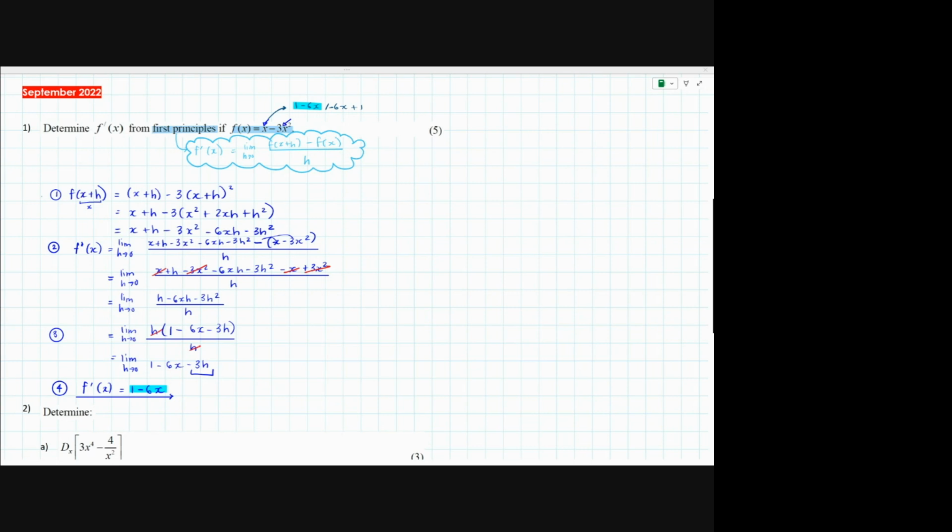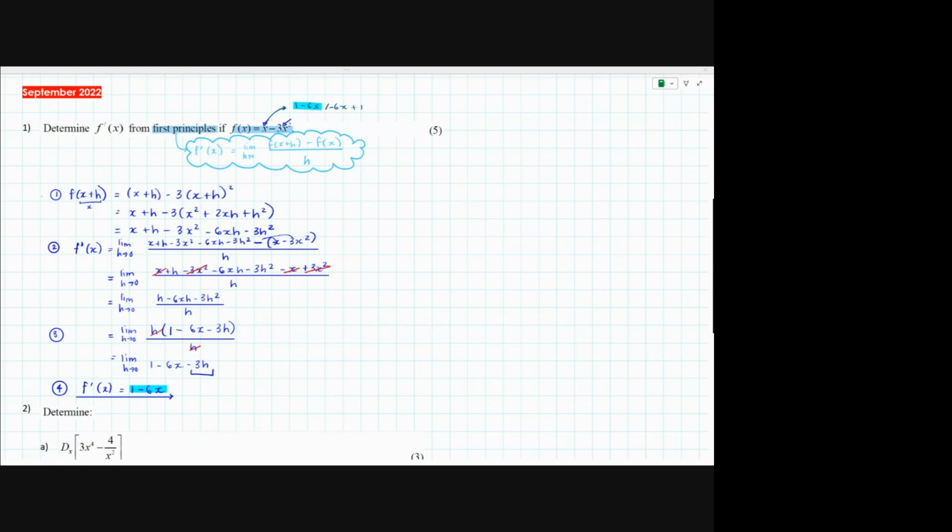Great, thank you. Okay, so first principles, nothing stressful. However, you are going to be asked a question. Don't lose 5 marks because you've forgotten how to do your first principles. It's 4 easy steps. Find f of x plus h, sub it into your formula, which is on your formula sheet. Simplify and factorize. Get your first derivative.